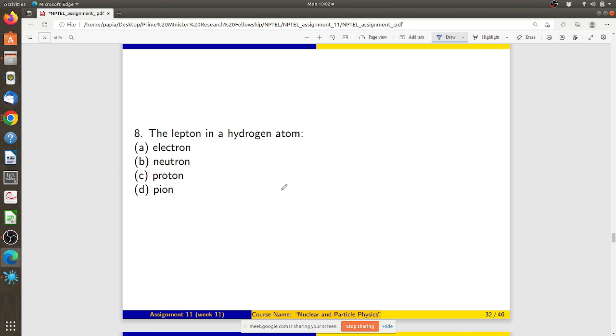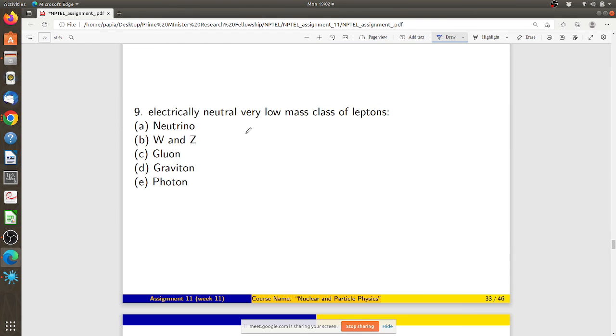Okay, now coming to the third one. It's very simple, just a quick answer. Electron. Yeah, the lepton in a hydrogen atom is the electron. See how simple the questions are. Okay, now come to the next one. It's also very simple.